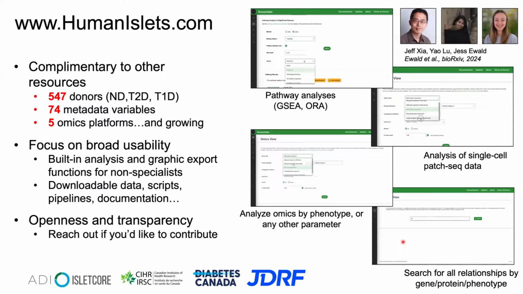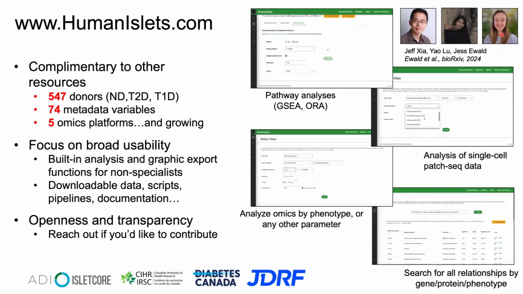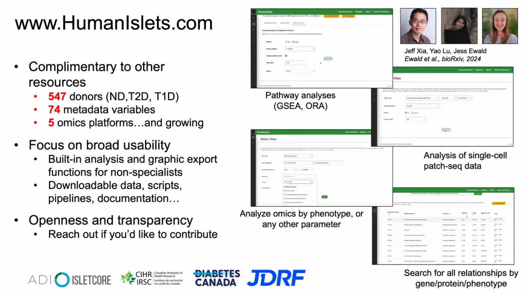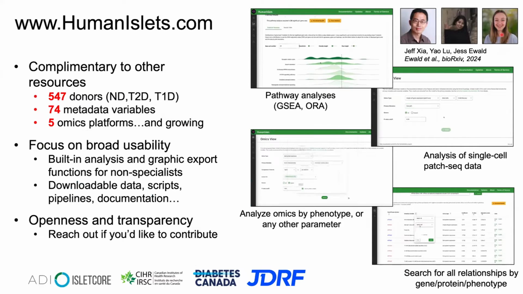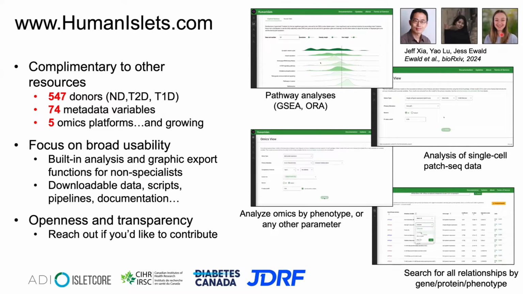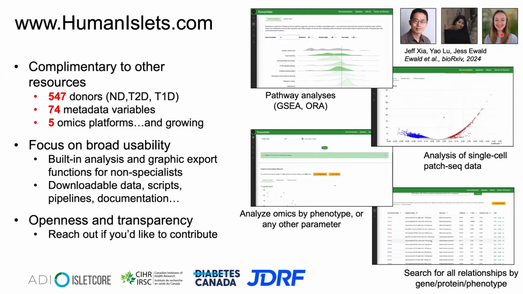Again, a big shout out to Jess, who's shown at the top right here, who effectively developed the entire web resource that I'm going to show you today. She was working with Jeff Shaw at McGill and is now at the Broad. So what is in this tool at present? Right now, there is data on 547 donors with 74 metadata variables and 5 different types of omics data.